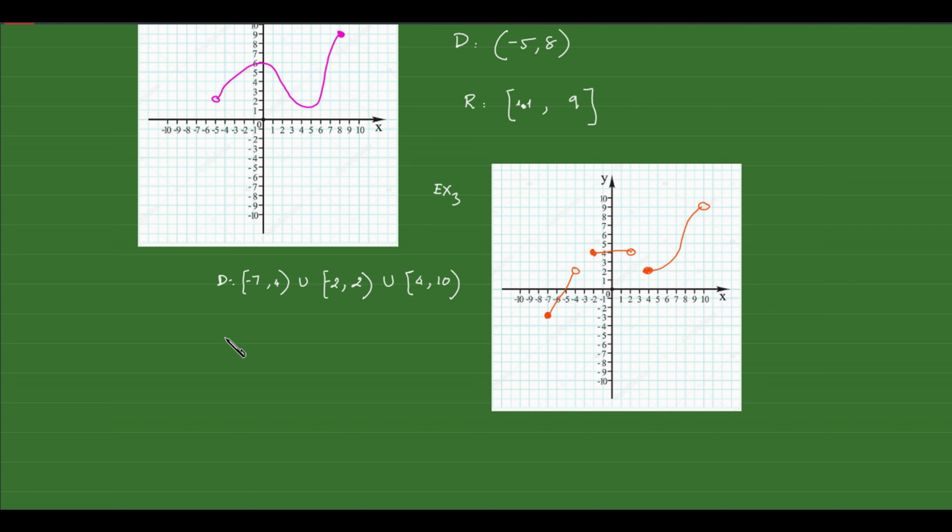How about the range? The range will be what? You're looking from the bottom up, so you start from -3, included.